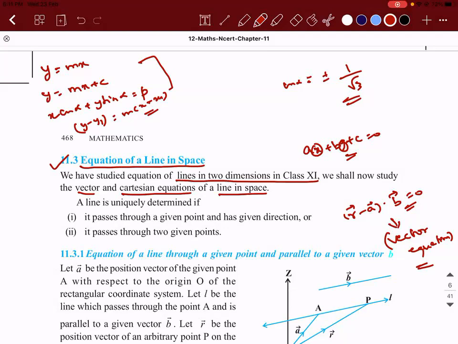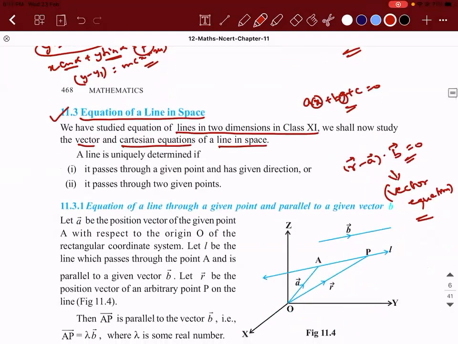So if I want to write the equation y is equal to mx, I need to know that the line is passing through the origin and its slope is m. If I have to write y is equal to mx plus c, then I need to know the slope of the line and the y-intercept. Similarly, for x cos alpha plus y sin alpha is equal to p, I need to know the angle which the perpendicular is making and all those things. So similarly, there are certain requirements.